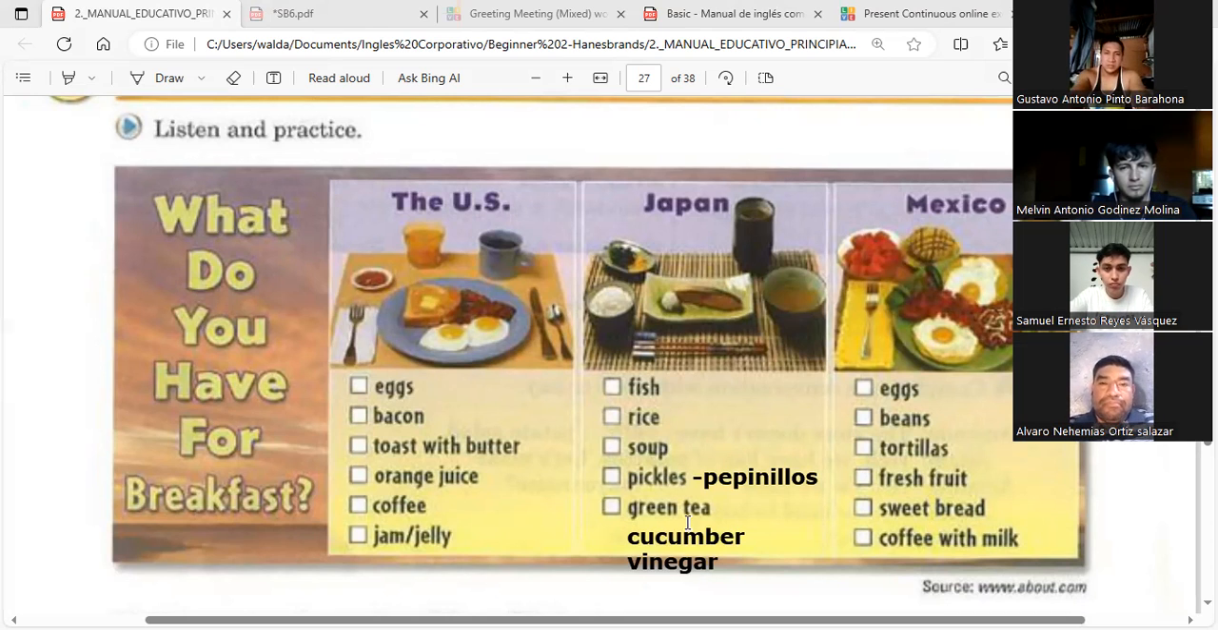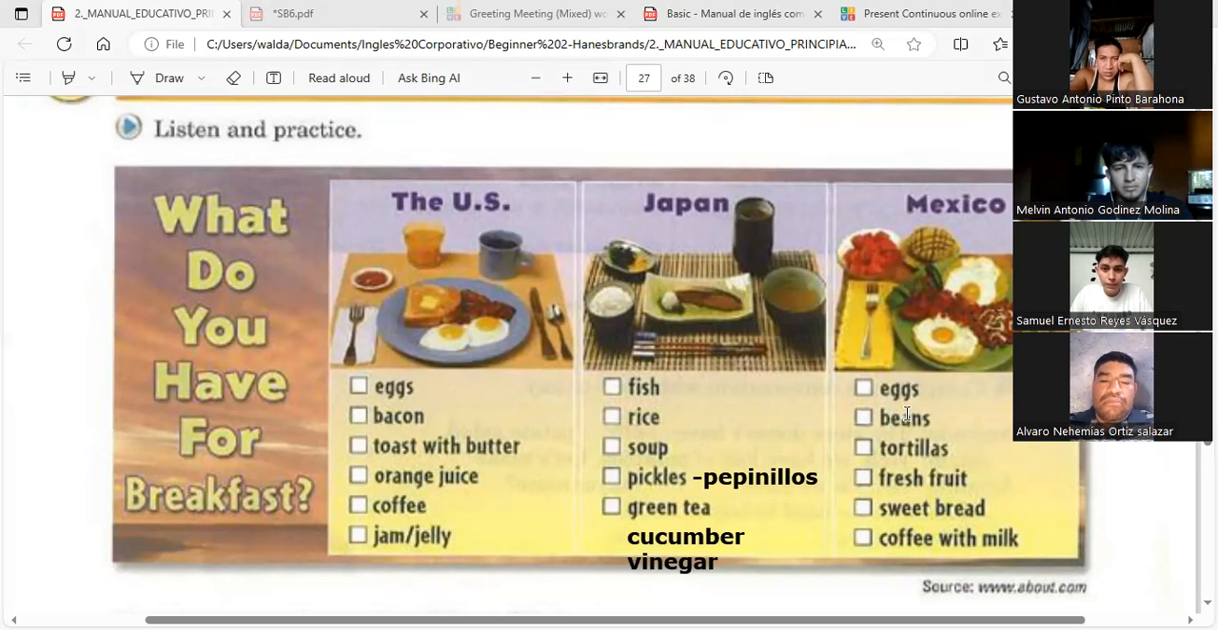Okay. All right. So, repeat after me. Fish. Rice. Soup. Pickles. Green tea. Good. Excellent. Okay, great. Very good. Okay, let's go now to Mexico.